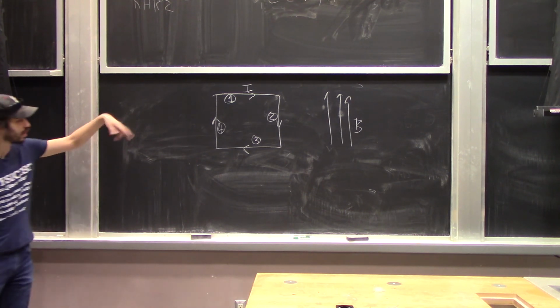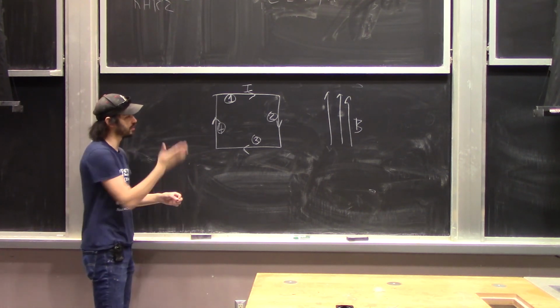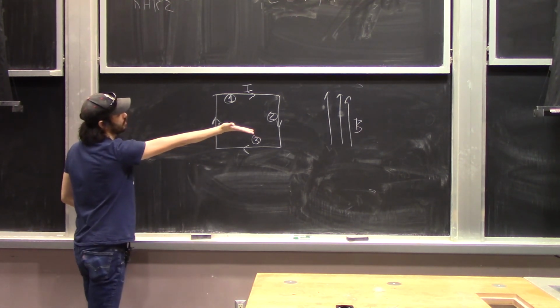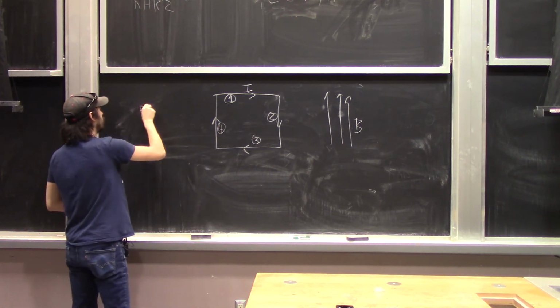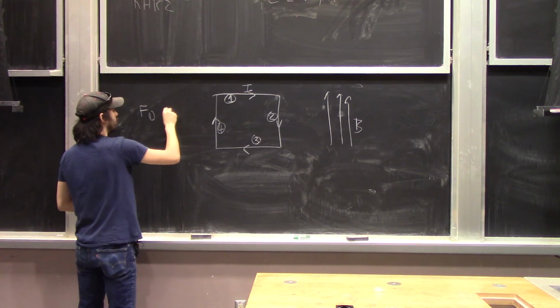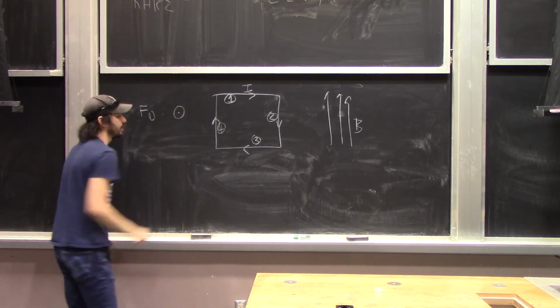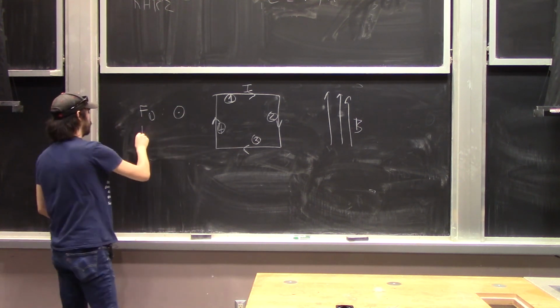So let's first start by asking ourselves what the direction of the force is on 1. In order to find the direction of the force on 1, this is just going to say point our fingers in the direction of the current, curl in the direction of the magnetic field. Force 1 is going to be pointing out. Okay. Now let's look at force 2.